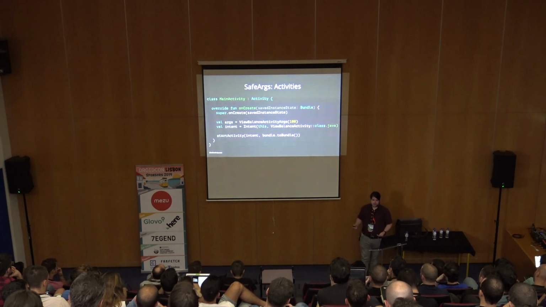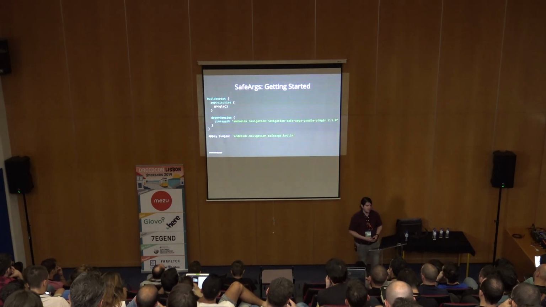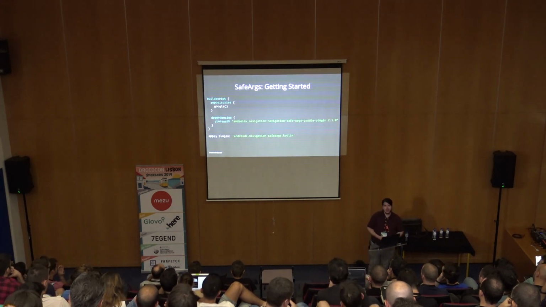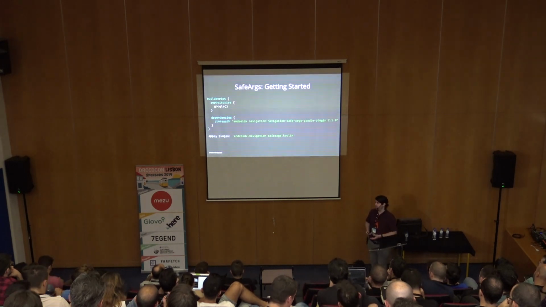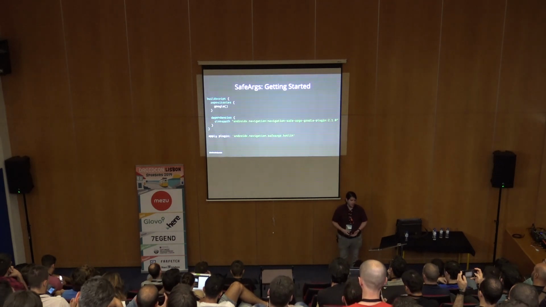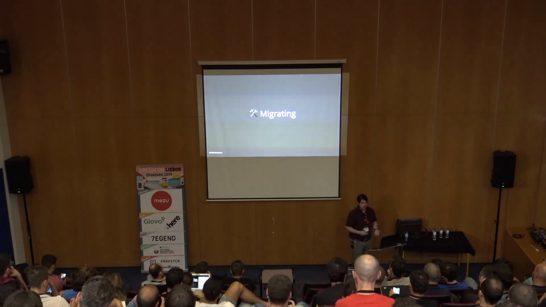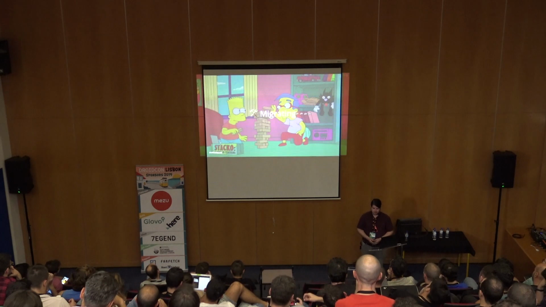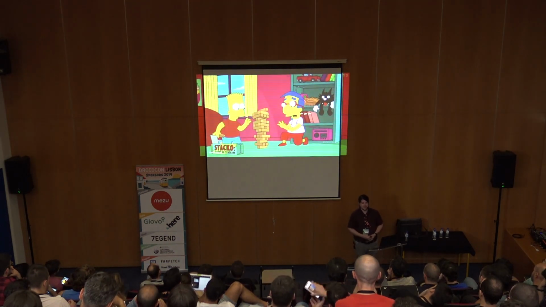So getting started with SafeArgs, you simply just use it as a plugin, define it as a class path, and apply the plugin here. And then once that's done, all your navigation resources will generate this class appropriately. But if you're migrating, how should you migrate to the navigation library? Well, carefully, as you should with any migration.